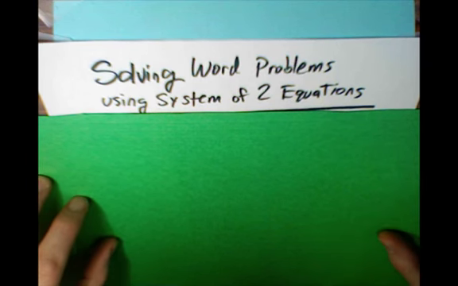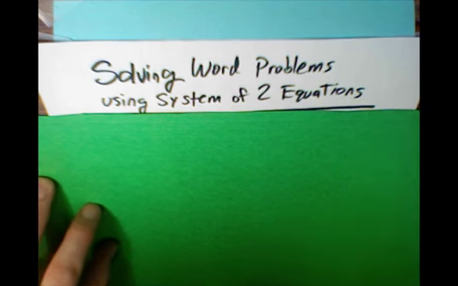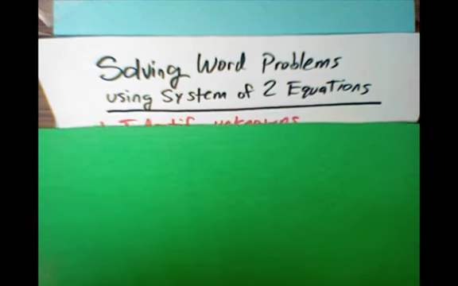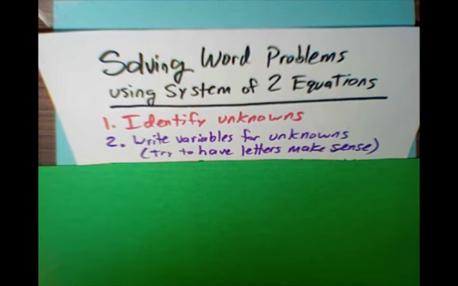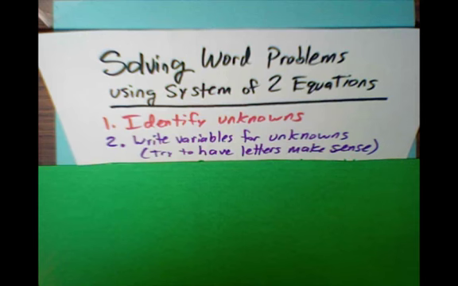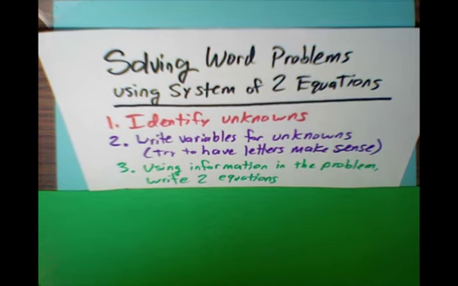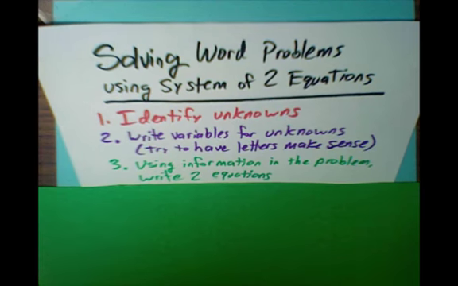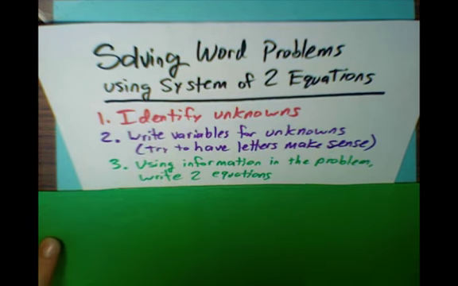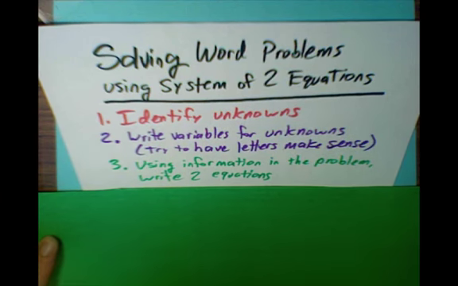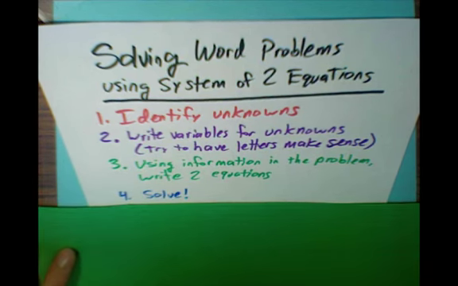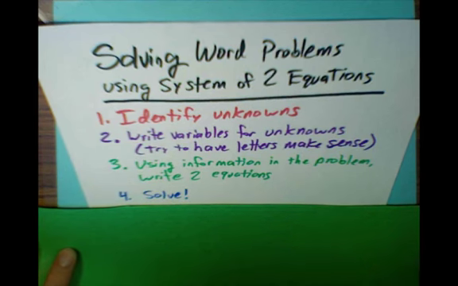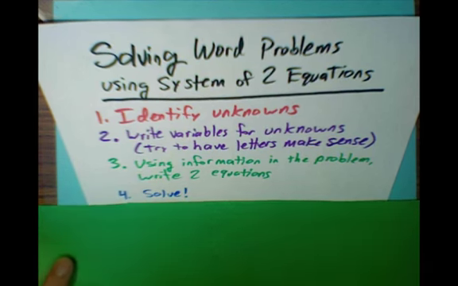This lesson is going to be on solving word problems with a system of two equations. The steps are, first we identify the unknowns, then we write variables for the unknowns, preferably using letters that make sense. Once we have our variables, we can then use the information in the problem to write two equations. We'll be translating the English of the word problem into algebra. And lastly, we solve the system using whatever techniques we know how to use.